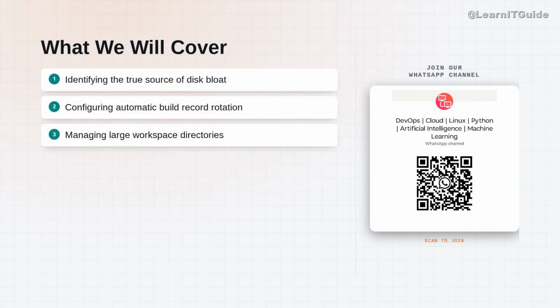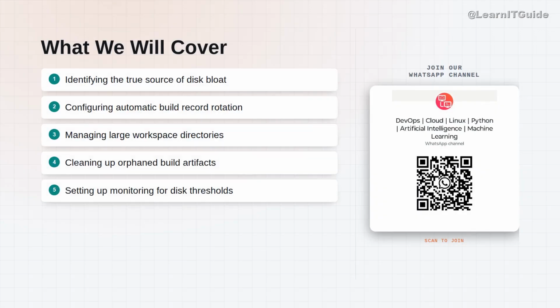Specifically, we will look at how to find where the space is going, how to rotate old build records, how to handle massive workspace folders, how to purge orphaned artifacts, and finally, how to set up monitoring so you never hit this limit again. Watch the full video without skipping any content to understand it better.